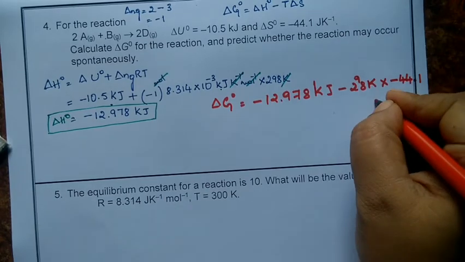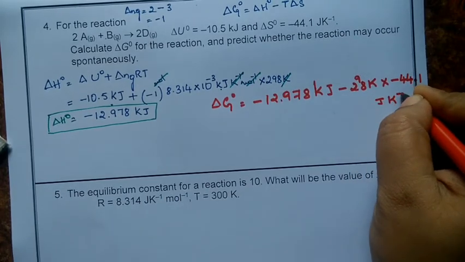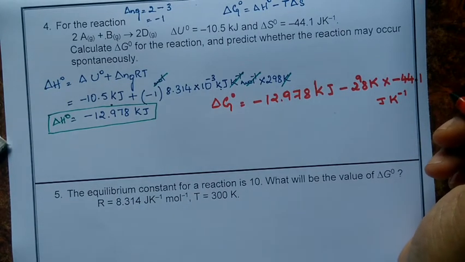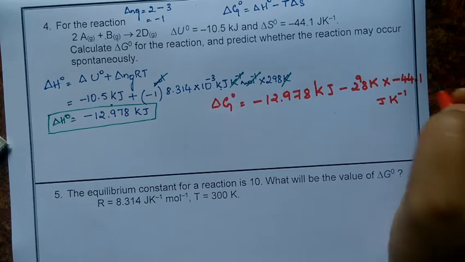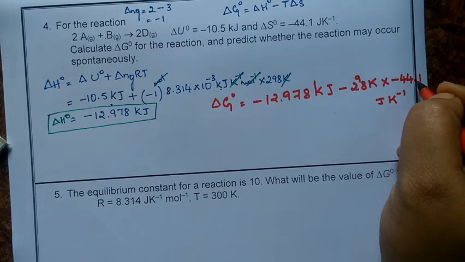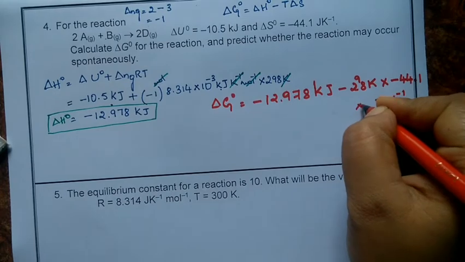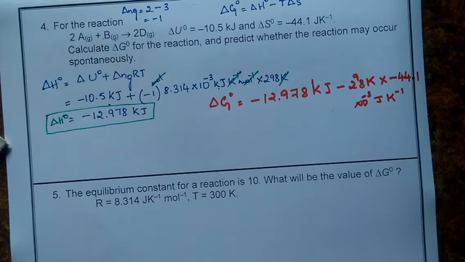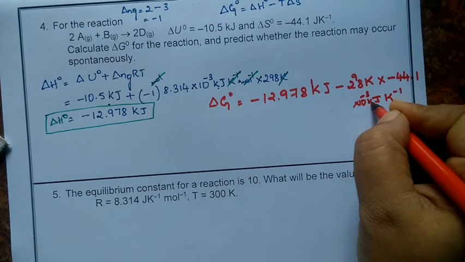minus 44.1. I'll write the units down: joule per Kelvin. If it is joule per Kelvin, you can convert that to kilojoule by multiplying with 10 to the power of minus 3. Clear? So 12.978 kilojoule minus 298 Kelvin into minus 44.1 into 10 to the power of minus 3 kilojoule per Kelvin.